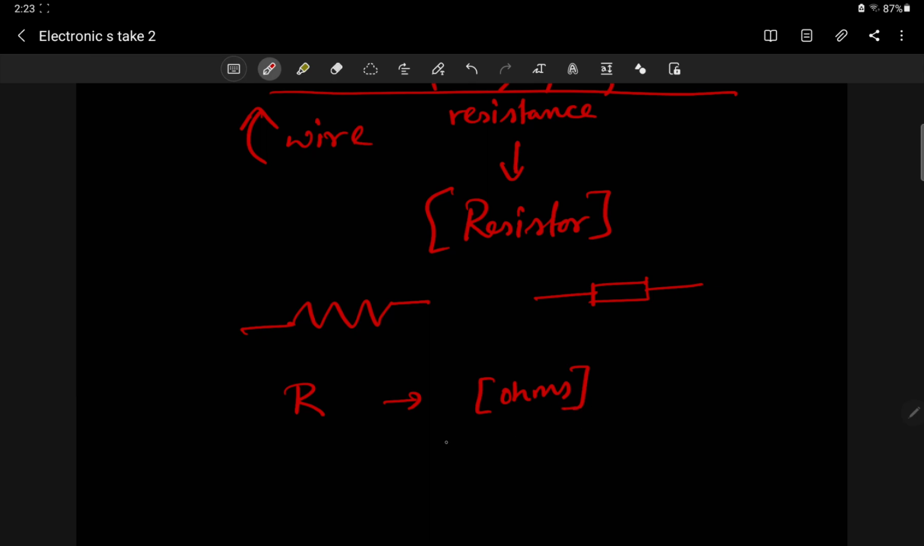So guys, from future videos, I'm not going to write the unit like this. I'm just going to put it in brackets so you can understand that's the unit, and this is the representative symbol, R.